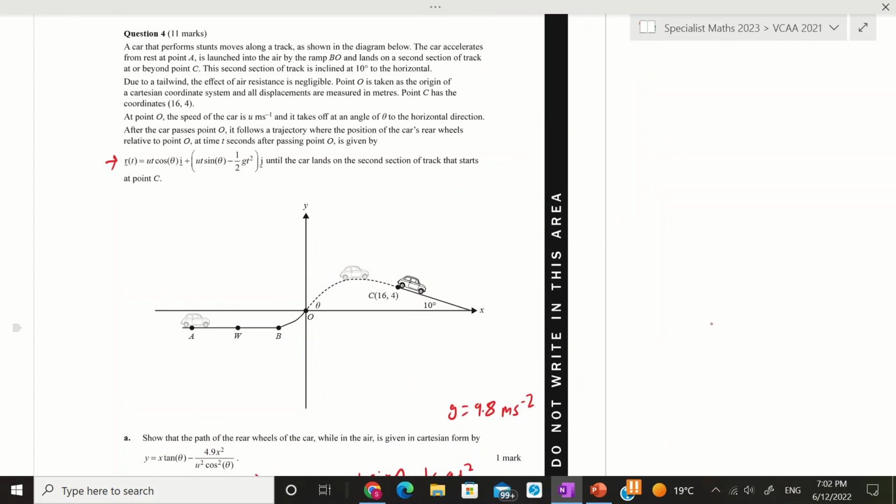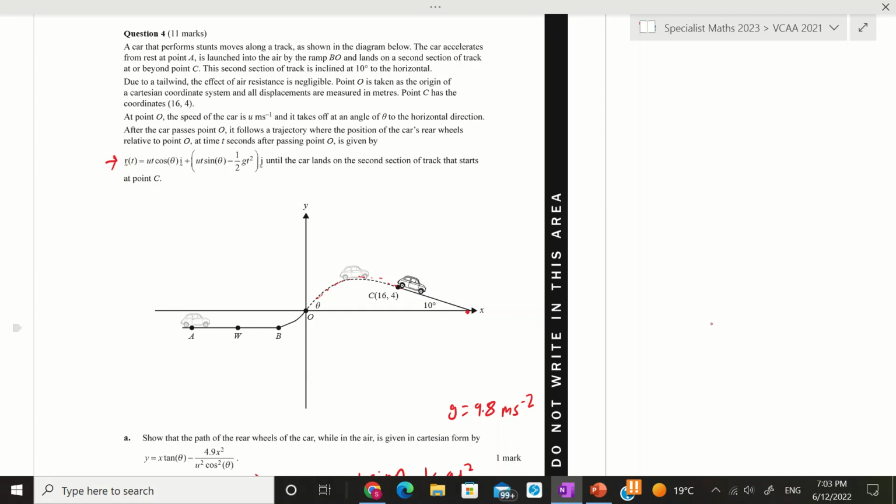So the car takes off here, on the ramp BO. It goes along this path from the origin to C. The diagram actually explains this very well. You can see how the path of the rear wheels of the car, this dotted line, ends up joining very smoothly with the ramp at the end, with this ramp from C to whatever this end bit here is.